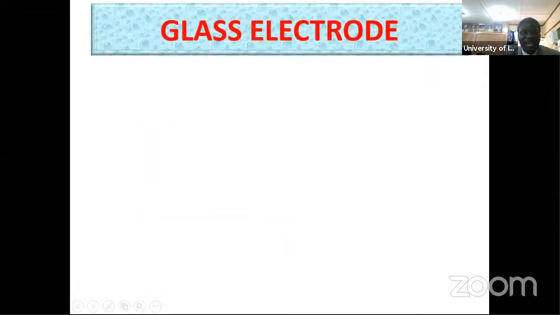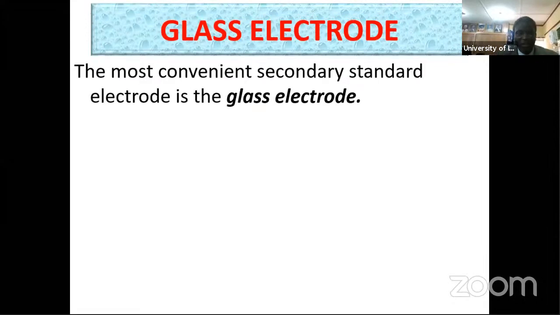So let's take another example, which is the most common example. That is a glass electrode. That is the one you see all around when you want to measure pH and the like. That is the one we have. It's the most convenient secondary standard electrode that is often used.